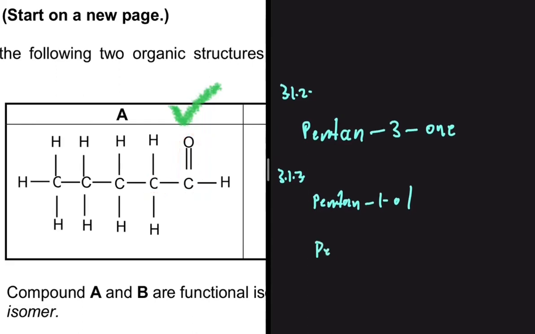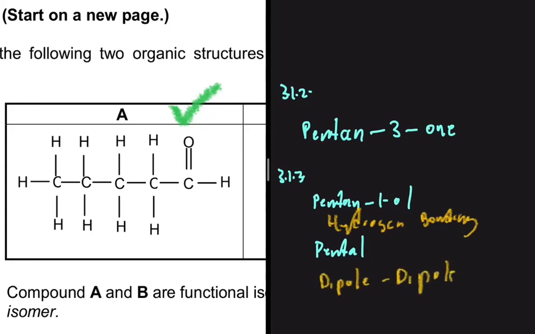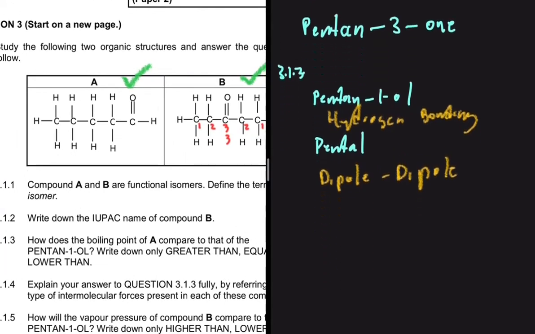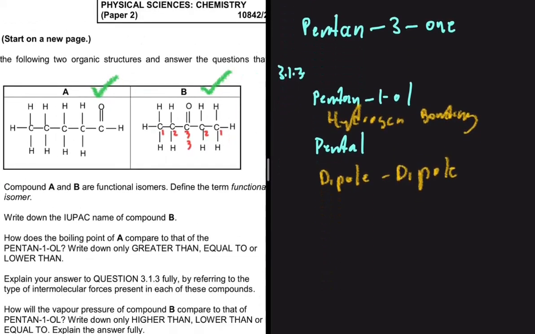So we have pentan-1-ol and pentanal. Pentan-1-ol is an alcohol, so it consists of hydrogen bonding. We have hydrogen bonding in alcohols. And then pentanal is an aldehyde. The intermolecular forces in pentanal are dipole. So in order to answer this question, you actually need to know which intermolecular force is generally stronger between hydrogen bonding and dipole. Compound A will have a lower boiling point compared to pentan-1-ol.